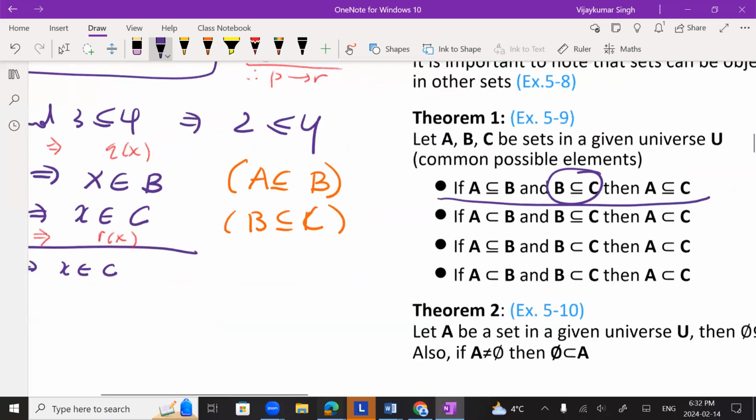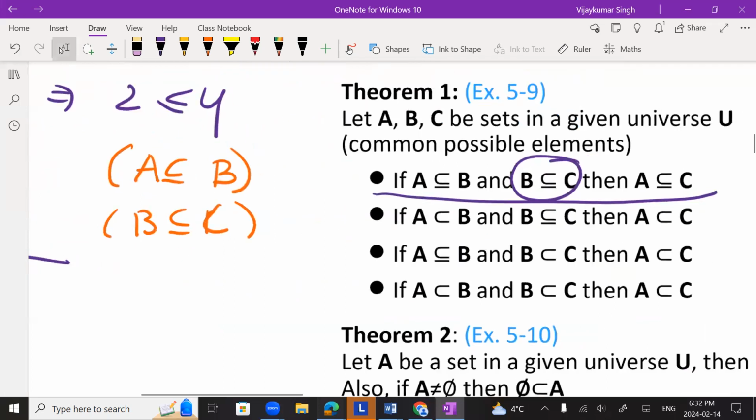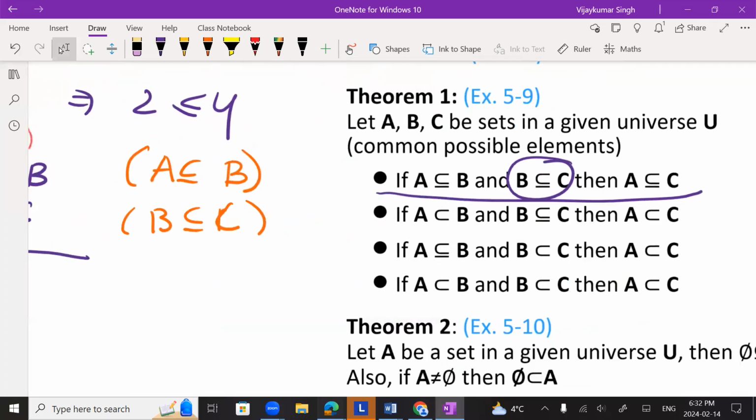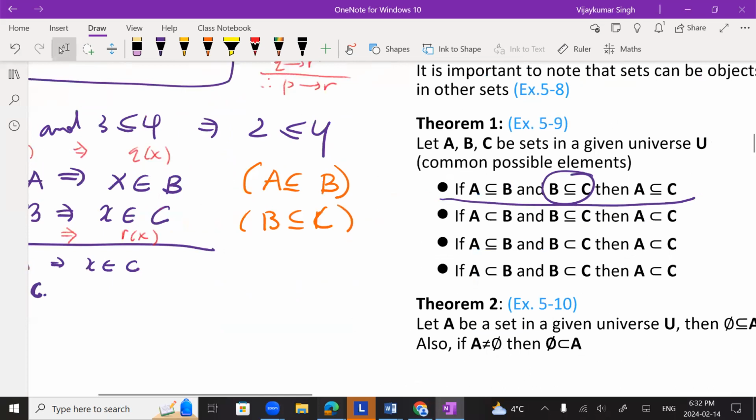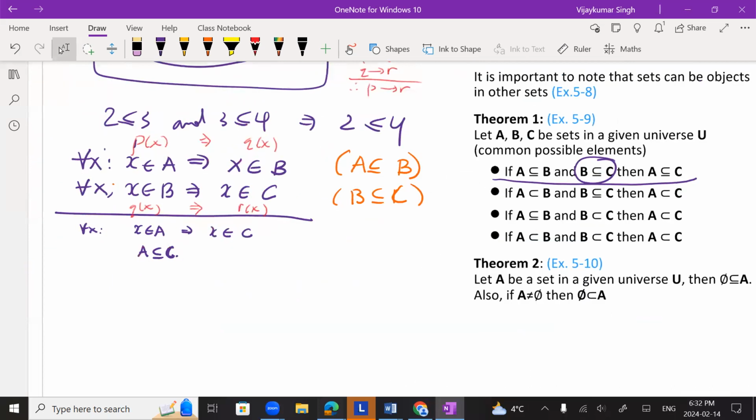Similarly, if A is a strict subset of B and B is a subset of C, then A is a strict subset of C. So what does it mean? It means the following. Let's try to look at this. How do we convert this statement into logic statement?